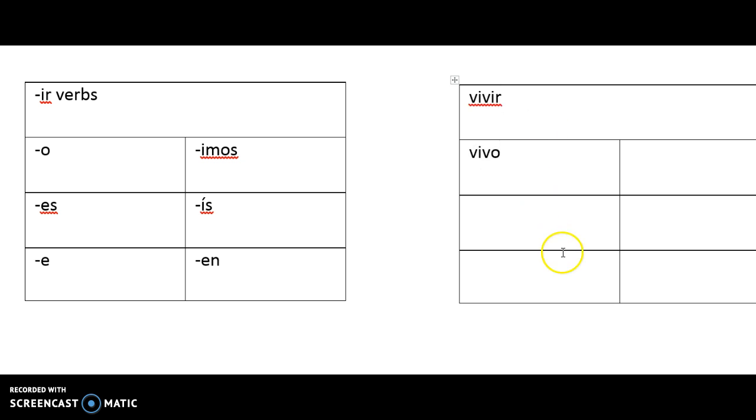yo vivo, I live; tú vives, you live; usted, él, ella vive, you formal, he or she lives; nosotros vivimos, we live; vosotros vivís, you all live; and then ustedes, ellos, ellas viven, they live or you all live. So that is how you conjugate any regular verb in the present tense in Spanish.